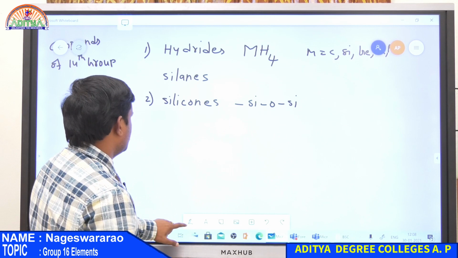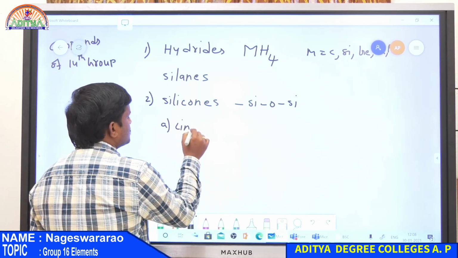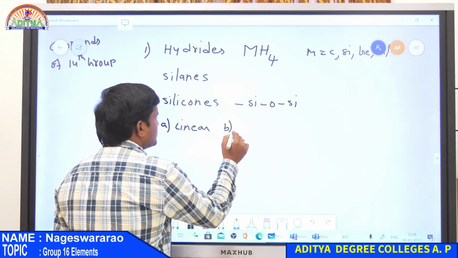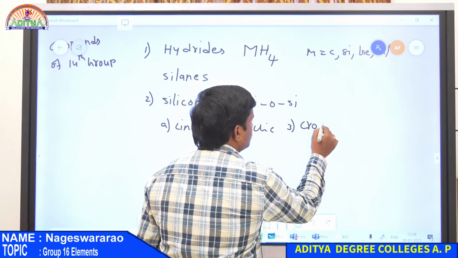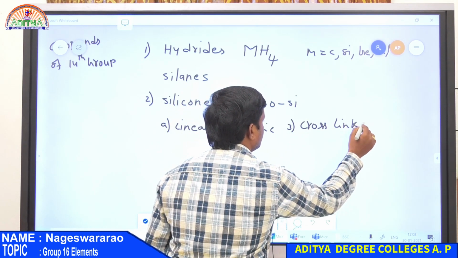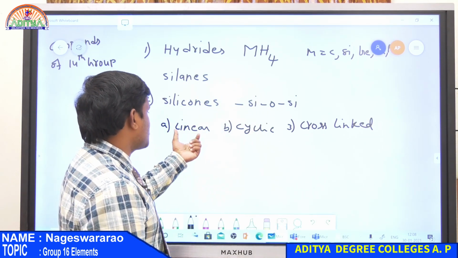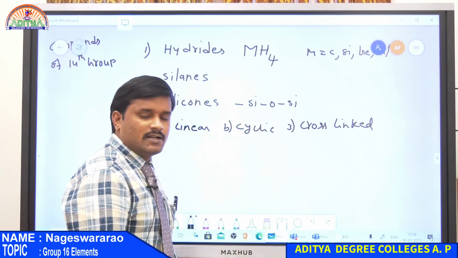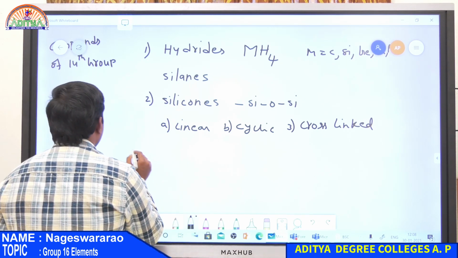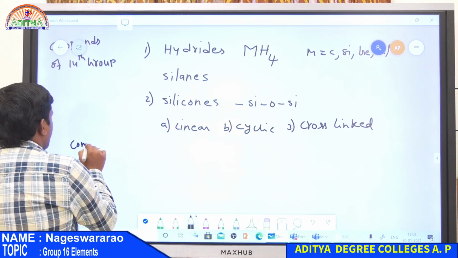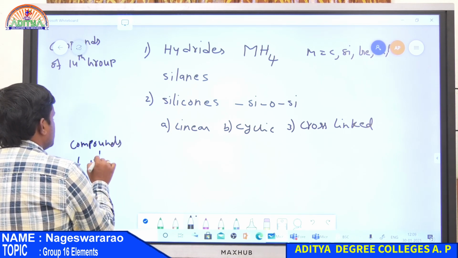Silicones are also classified into three types. These are the first one linear silicones, the second one cyclic silicones, and the third one is cross-linked silicones. We already discussed the preparations of linear, cyclic and cross-linked silicones as well as the structure of all these. And the third one is compounds of 15th group elements.